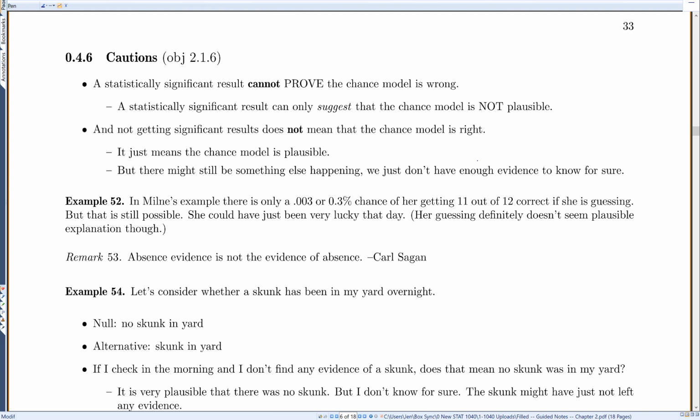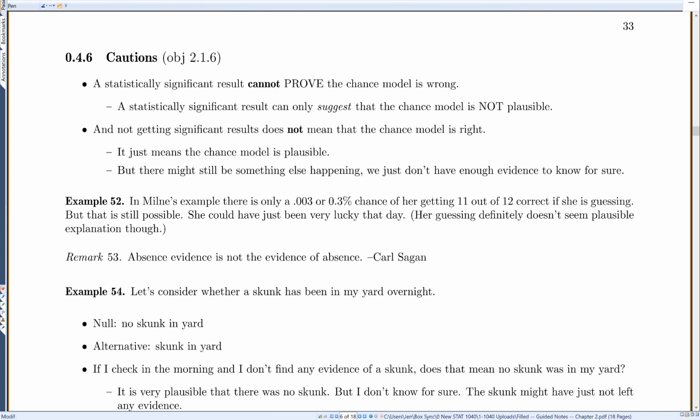And on the other side, not getting significant results does not mean that the chance model was right. It just means that the chance model is plausible, but there might still be something else happening. We just don't have enough evidence to know for sure. So if we'd gotten a bigger value, let's say we'd had a 5 or 7% chance that she could have gotten her results, well, that means she could have been guessing, but maybe she still could tell. We just don't know for sure. All we know is whether or not it seems plausible that she's guessing.